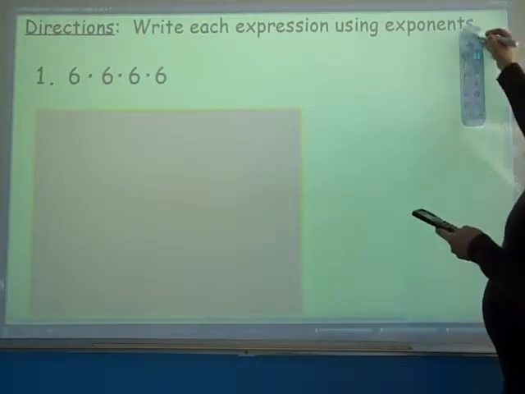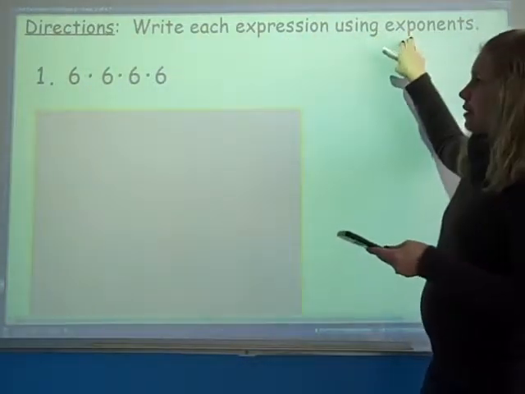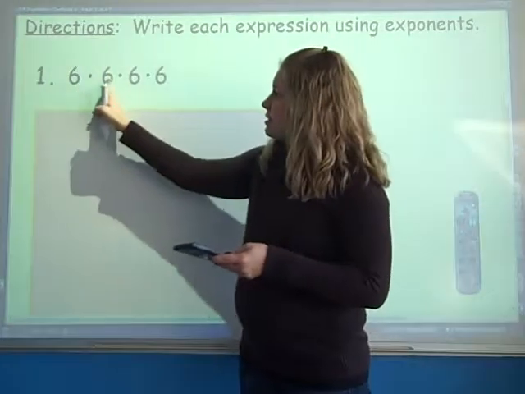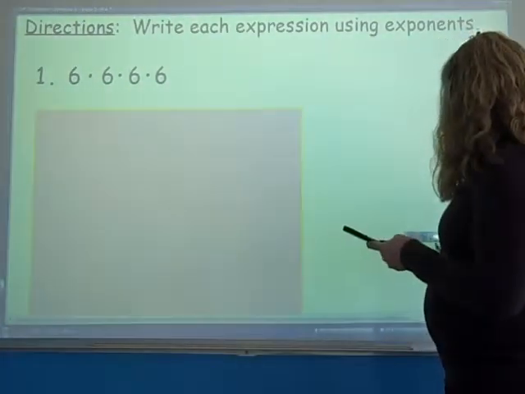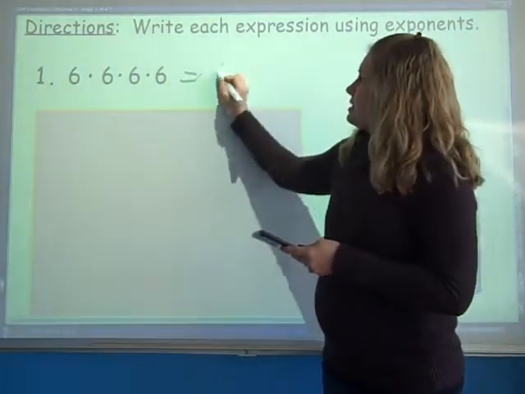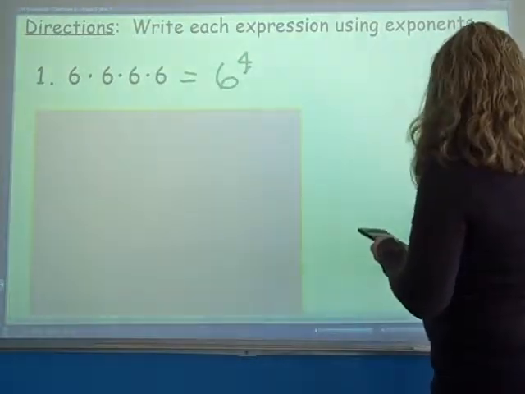All right, next directions are to write each expression using an exponent. So here I have 6 times 6 times 6 times 6. This, written in a simpler form, means 6 to the 4th power. I'm going to just put the little 4 up there.